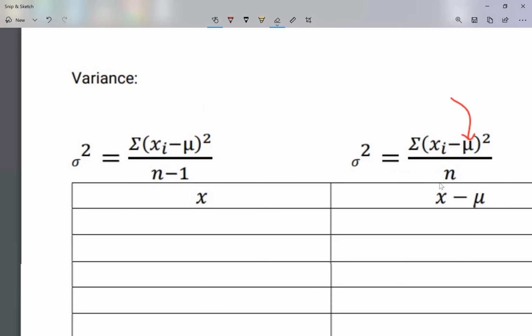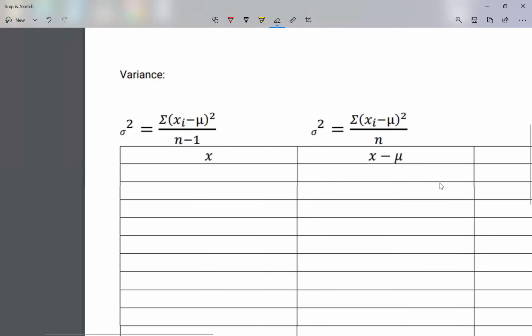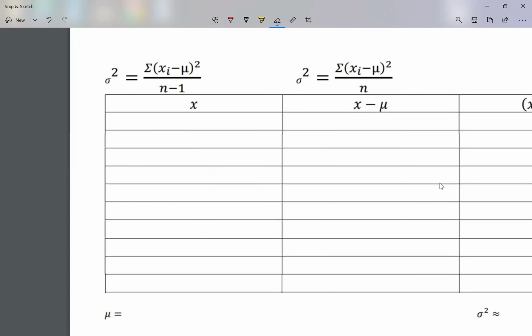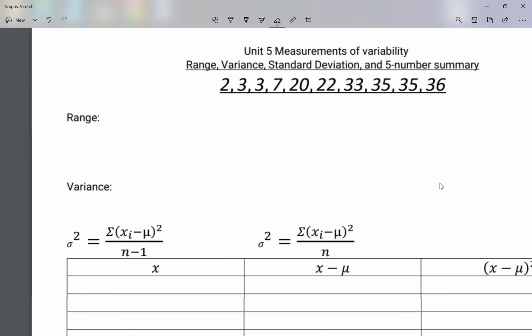Okay, so let me show you guys with an example. It's going to be a little bit easier to work with. Now I have a list of numbers, and I have it twice, right? You guys see the list of numbers here on the top.